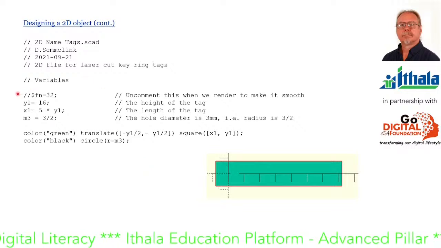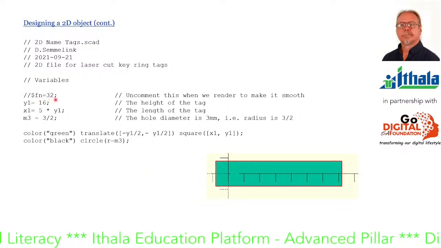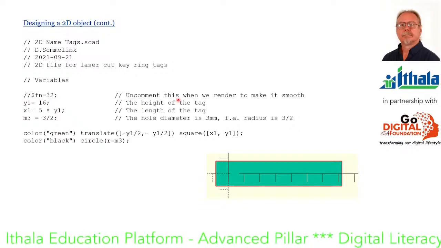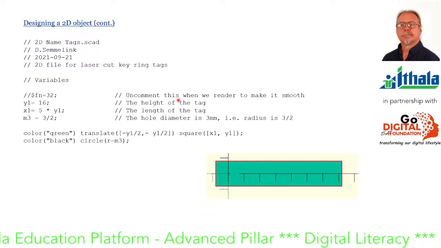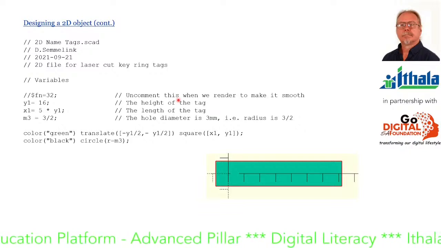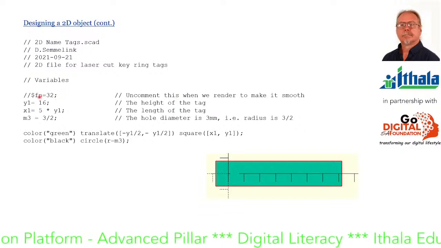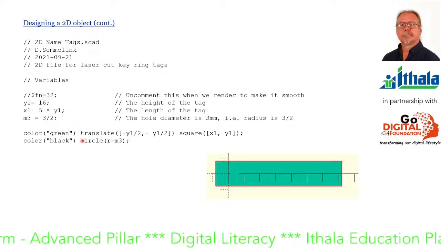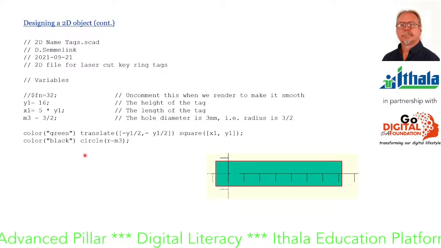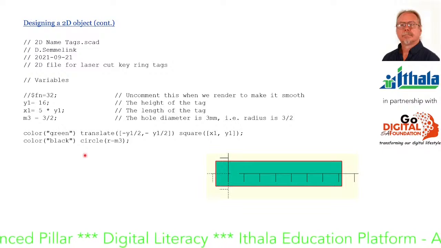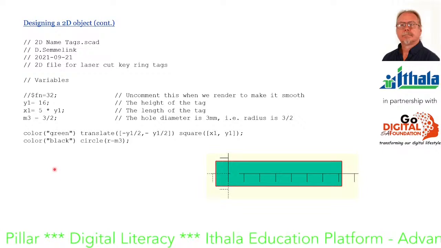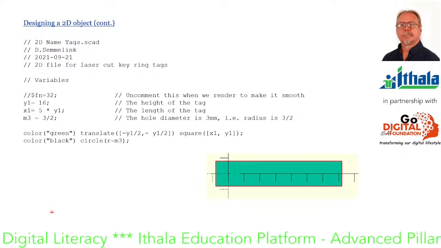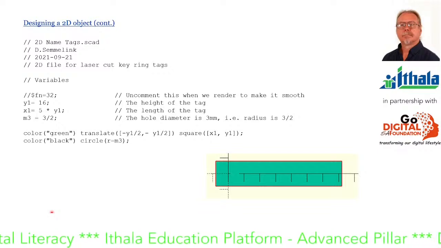One other variable here, we've got $fn equals 32, but you see that I've commented it out. So we uncomment this when we render to make it smooth. By saying $fn equals 32, it makes the circle smooth, but it will also take much longer to preview. So we comment this out until we're finished with the file, and once we're happy with everything, we remove the comment, and then we render it, and now it will have nice smooth circles.